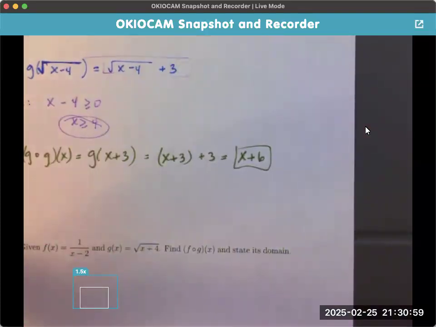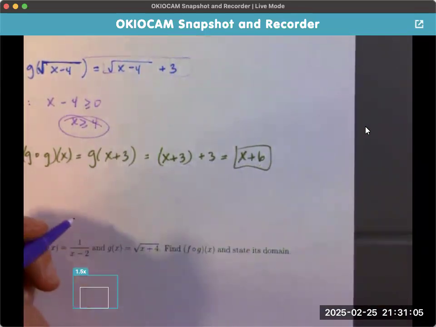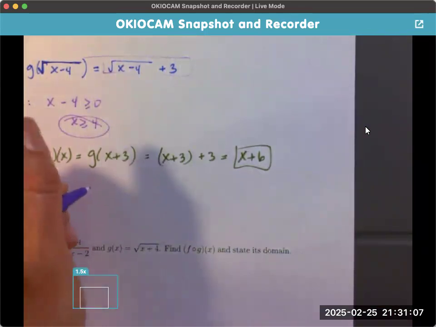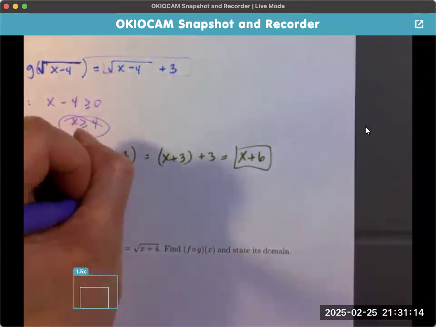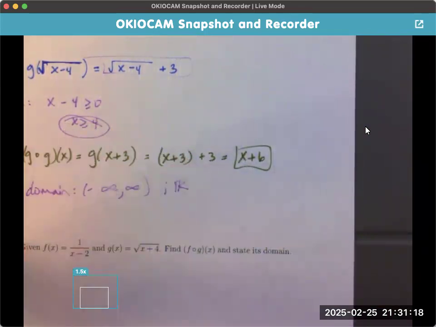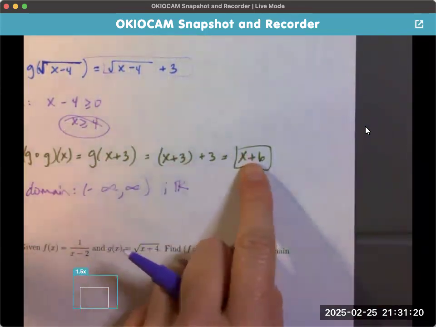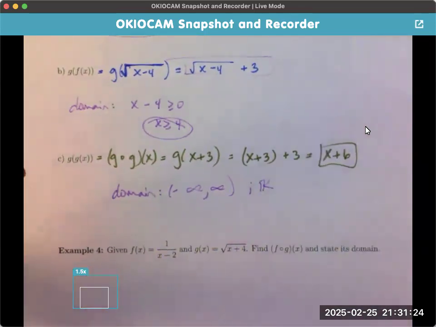So then the domain here is just all real numbers. This is just a linear line with a slope of 1 and an intercept of 6. Sorry, I almost said equation. My brain is not working. So the domain is negative infinity to infinity, for all real numbers, script R, because that's just a linear equation. Sorry, I didn't mean to go off page.